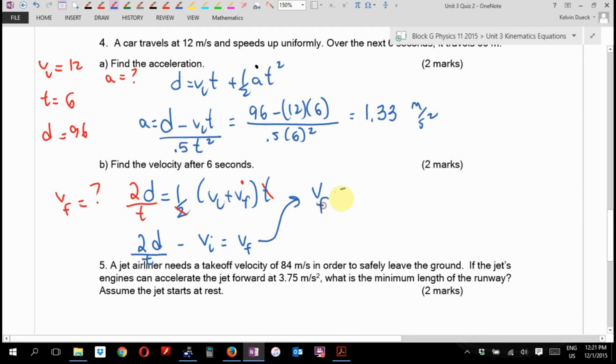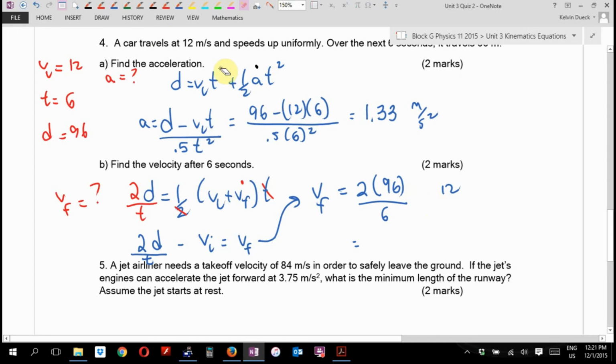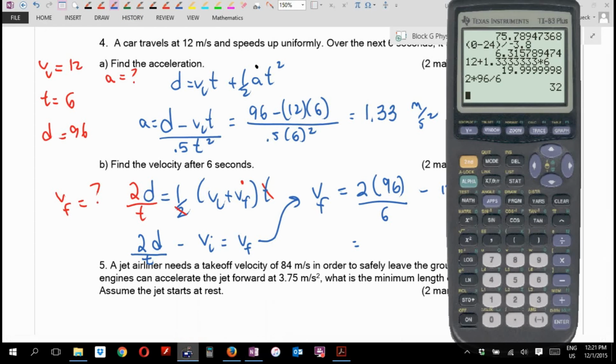All right, VF, I hope I get 20 doing this as well. It's going to be 2 times 96 divided by 6 plus 12. 2 times 96 divided by 6. Not plus 12, Mr. Dewick. Copy the equation down right, Jared, right? Minus 12. 20, which I knew by doing it the shorter way.